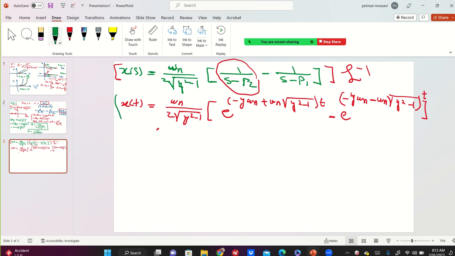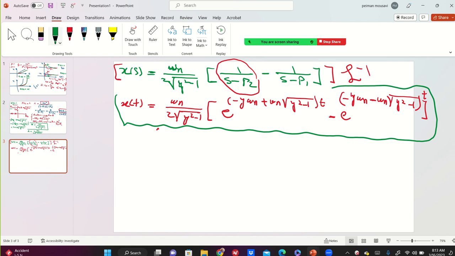This is the answer for the overdamped system, and you see that there is no oscillation, just like the critically damped case, which is exponential, and the numbers here are real, not imaginary. The only difference is that here we have two distinct real poles, in contrast to the critically damped case, where we have repeated real poles.